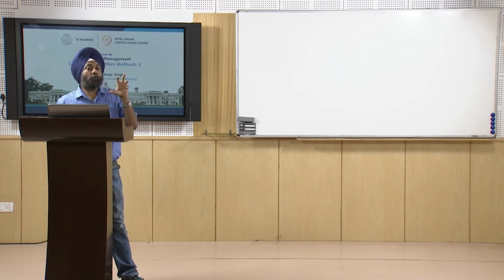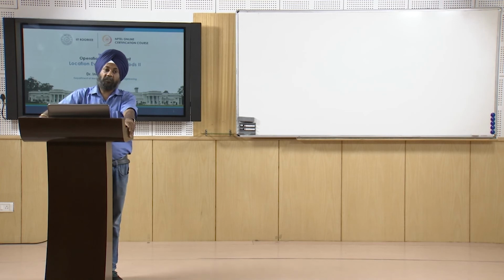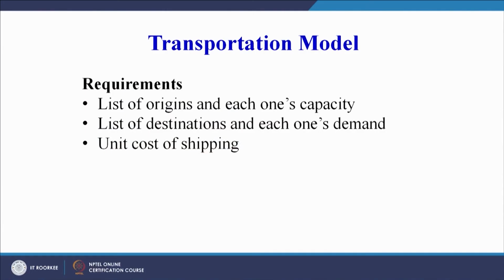So, we need to know what is the total availability of products at the various sources, what is the overall demand at the various demand centers. These are the 2 things that are required to solve this transportation problem. And then the third thing that we must know is the unit cost of shipping, which has to remain constant.